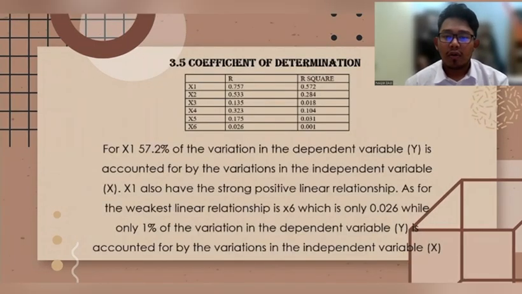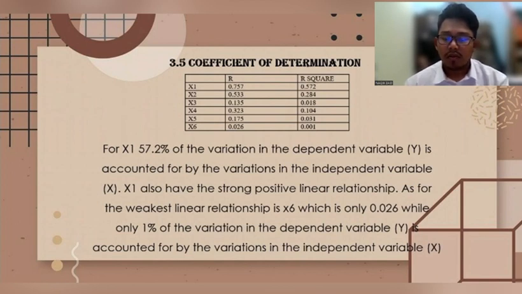Now we see the coefficient of determination. For x1, 57.2% of the variation in the dependent variable y is accounted for by the variation in the independent variable x. x1 also has a strong positive linear relationship.